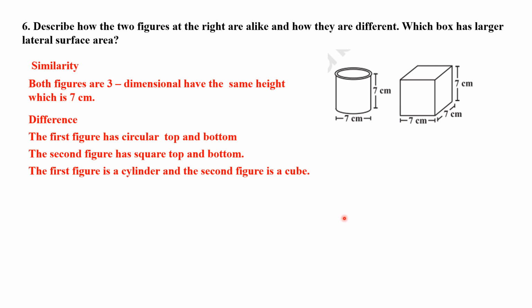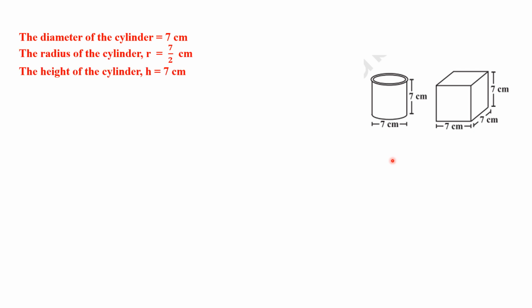Now I'm going to find the lateral surface area of both the figures. So if I take the first figure, which is a cylinder, here diameter is given as 7 centimeter. So if diameter is 7, radius will be half of that. So it will be 7 by 2 centimeter and height is 7 centimeter. And the lateral surface area of a cylinder formula is 2 pi rh.